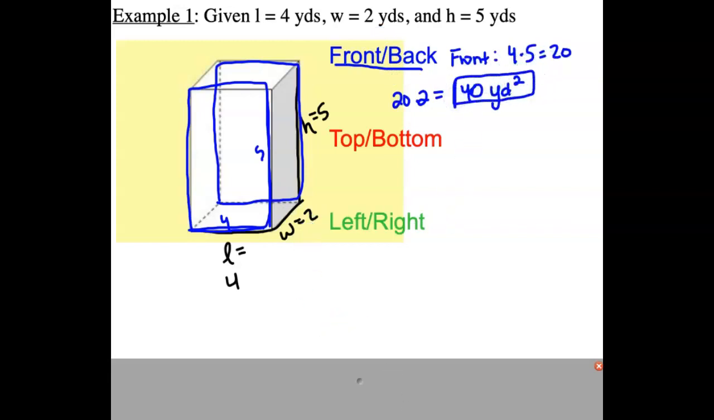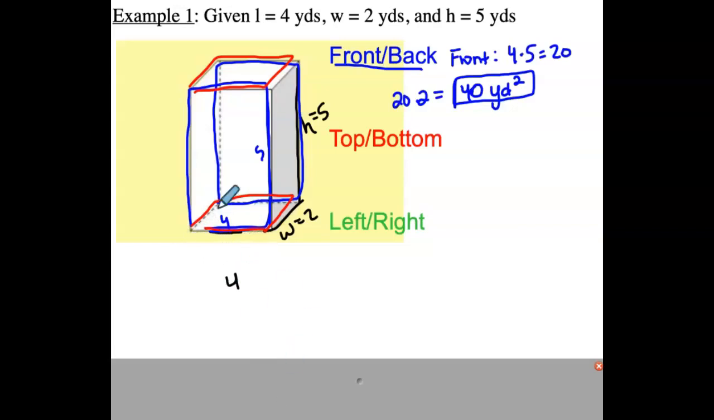Now let's do the same thing for the top and bottom of this box. The top is this rectangle here, and the bottom is this rectangle down here. So let's find the area of one of these. This bottom one here might be a little bit easier to read. Let me quickly tidy this up.